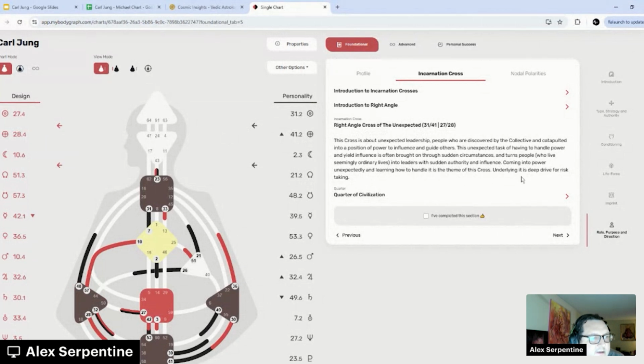Underlying it is a deep drive for risk taking. So as he's living his life, he'll engage in connections with other people, and then certain unexpected things will happen that will throw him into leadership positions. So he becomes an authority and a leader in different ways because of this. And so I'll talk a little bit about those 4 gene keys or those gates.